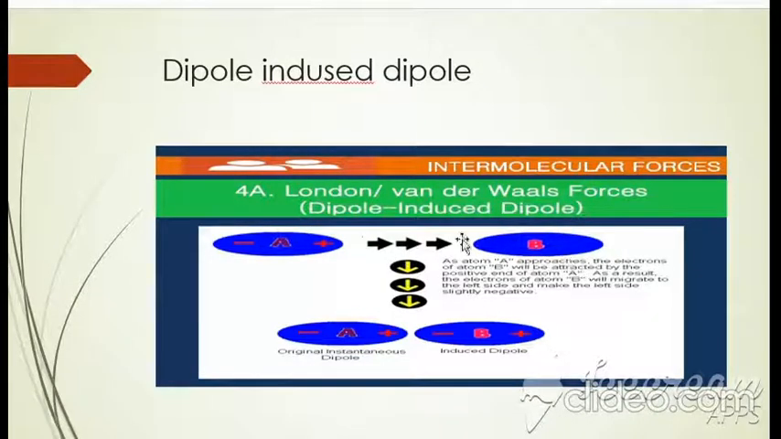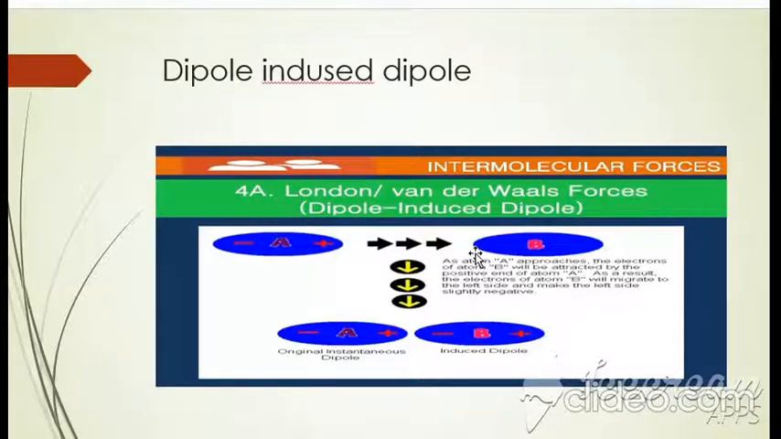Who created this dipole? This permanent dipole. So the created dipole, which is a non-polar molecule that is not a dipole but becomes a dipole due to the other permanent dipole, is called the induced dipole. Now there are two dipoles. One is the permanent dipole, the other is the induced dipole. Again, same as in the case of dipole-dipole forces, the positive end attacks the negative end, and forces of attraction are developed. That is called the dipole-induced dipole forces.